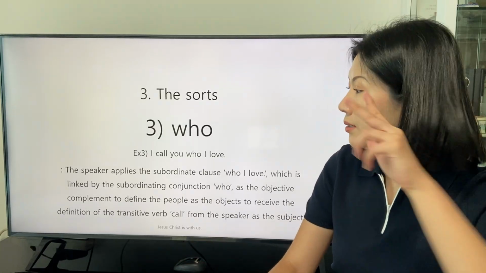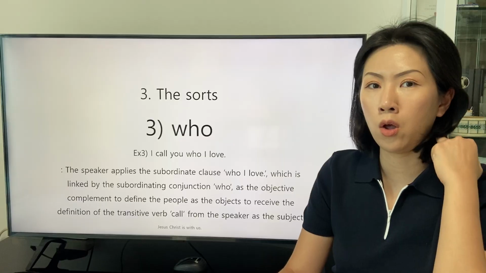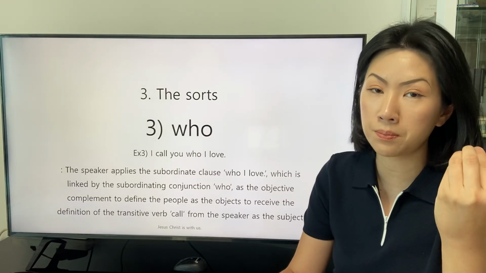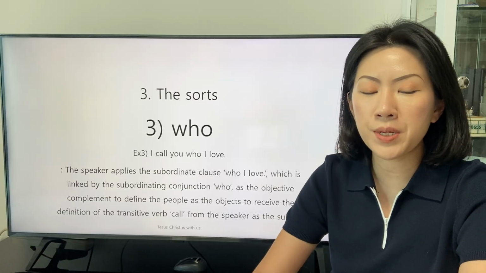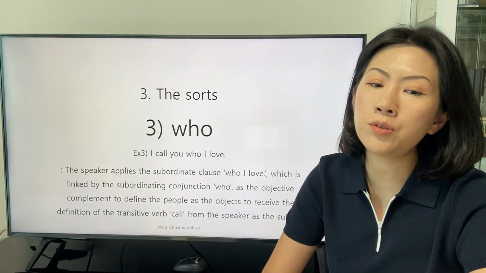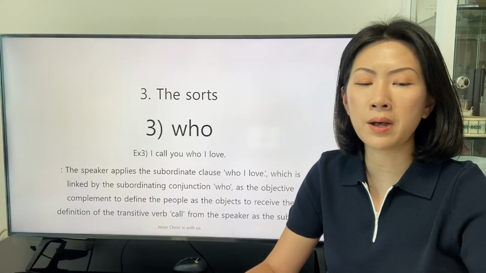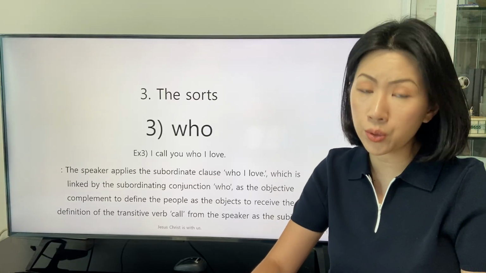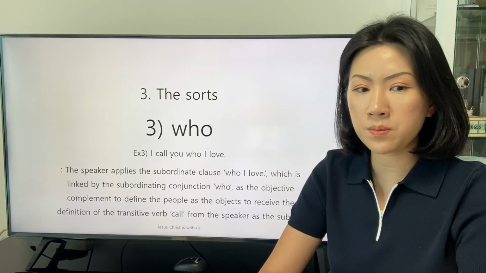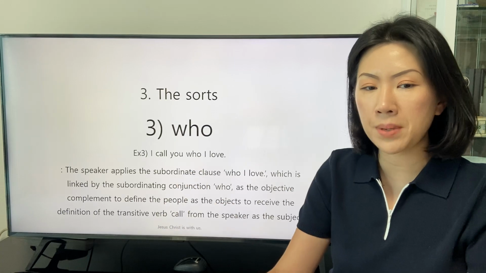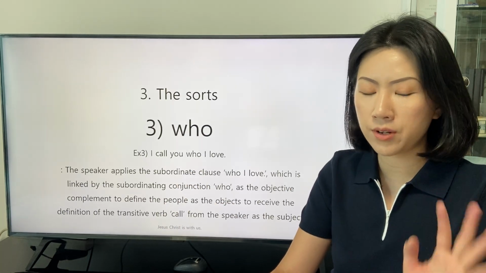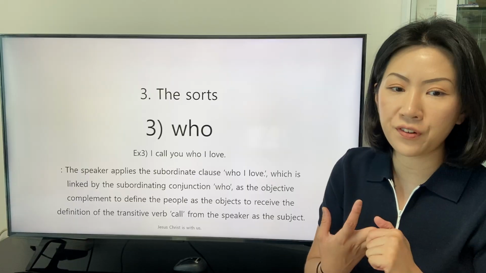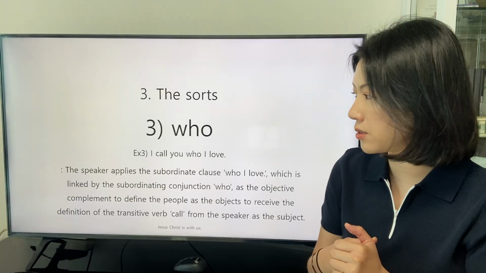The third example in which the subordinating conjunction who is applied is this: I call you who I love. The speaker applies the subordinate clause who I love, which is linked by the subordinating conjunction who, as the objective complement to define the people as the object, to receive the definition of the transitive verb call from the speaker as the subject.